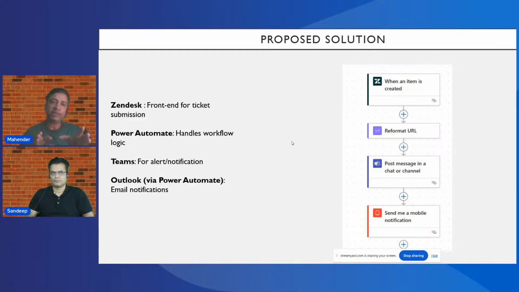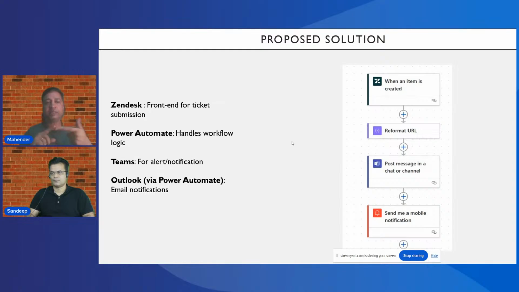Similar to that, today for the front desk we are using the Zendesk system, where users can submit their bug tickets or changes, whatever the scenario is. And then we are using Power Automate to manage our workflow, the logic that will be responsible for the different types of activity that we are going to automate. And then we have the other two options here.